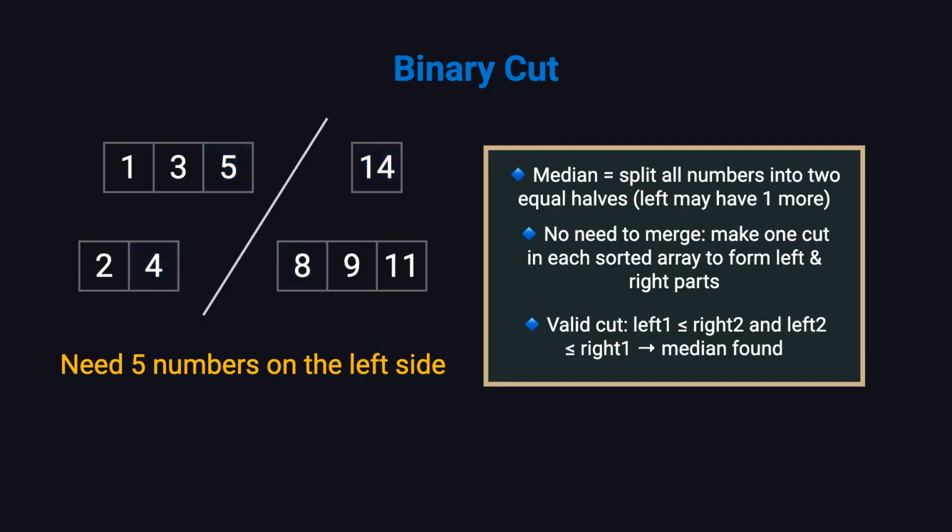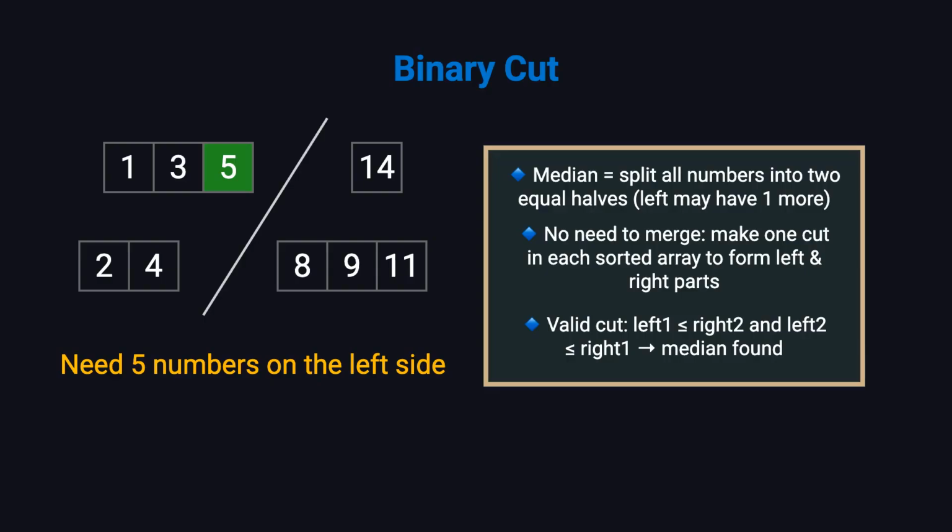The left half has 1, 3, 5, 2, and 4. The right half has 14, 8, 9, and 11. Since the total is odd, the median is the largest value in the left half. That's the bigger of 5 from nums 1 and 4 from nums 2, which is 5. So the median is 5, matching exactly what we got from the full merge earlier. The whole process took just 2 cuts to find the answer.